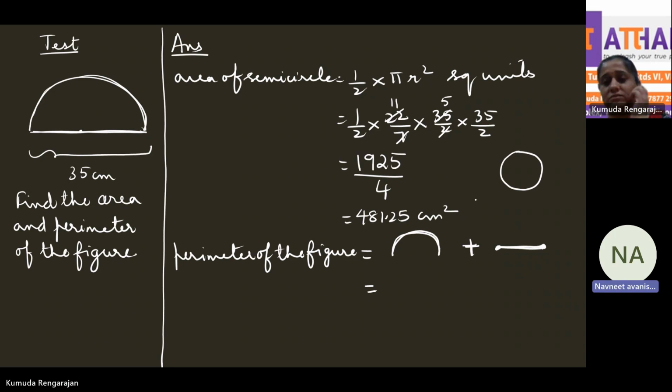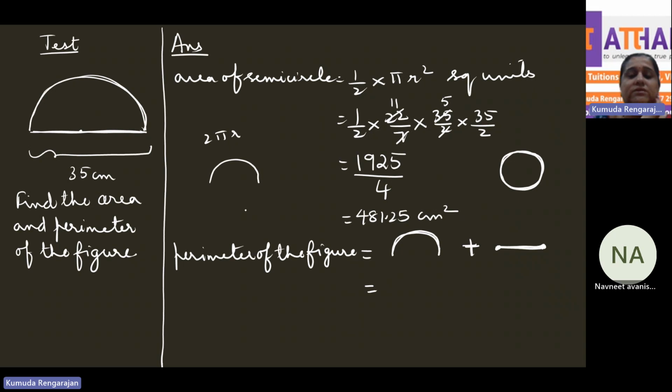Ma'am, 70. What is the formula to find the length of this full thing? 2 pi r. So what will be the length of this one? Half of it. Ma'am, half of 2 pi r. So it will be pi r. Last class I was telling you, the length of this one is pi r. That's why pi r plus pi r is 2 pi r.